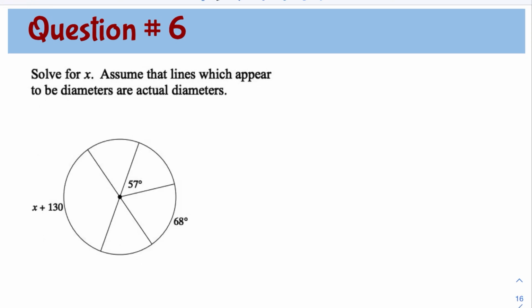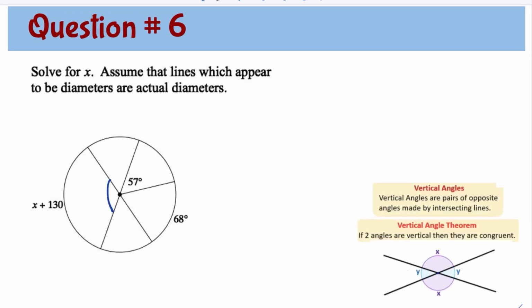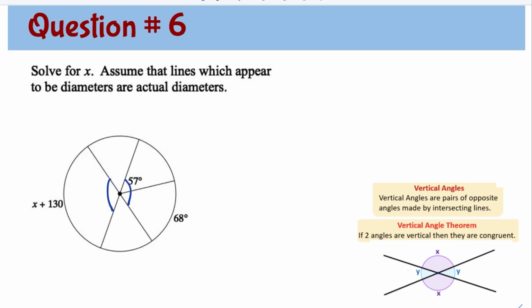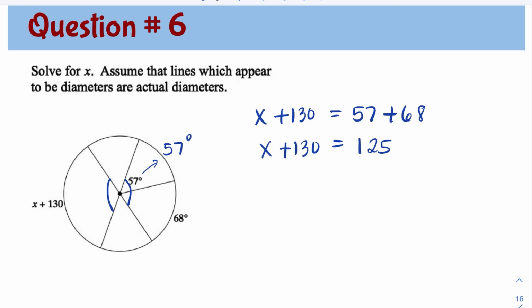Question number 6 asks to solve for the value of x. For this diagram, the central angle on the left is equal to the central angle on the right. So this means that they also have the same measurement of intercepted arc. So if the central angle here is 57, this means that this arc is also 57 degrees. To solve for x, we can set up the equation: x plus 130 is equal to 57 plus 68. So this is the same thing now as x plus 130 is equal to 125. Subtracting 130 from both sides of the equation, then x is equal to negative 5.